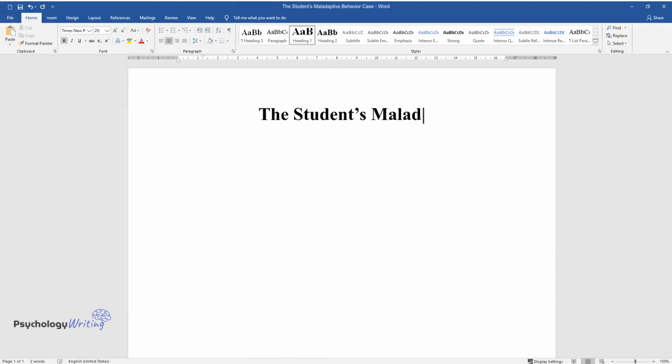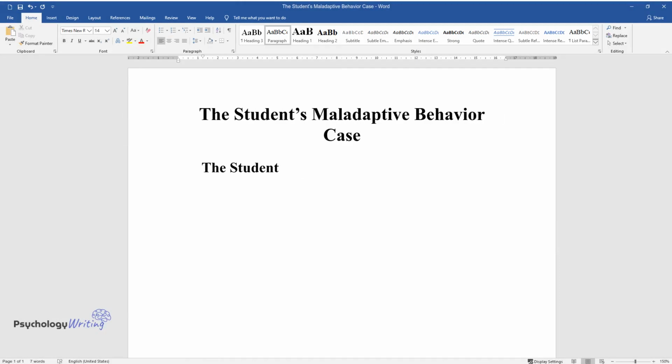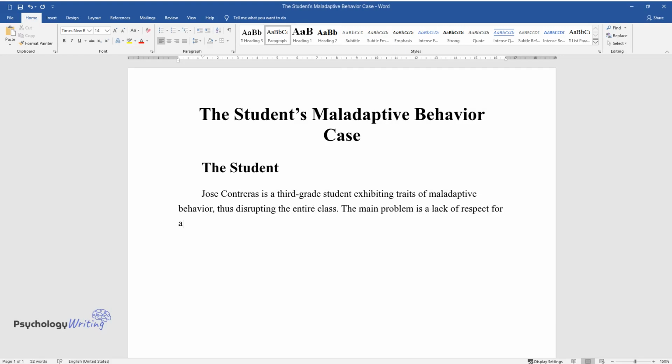The student's maladaptive behavior case. The student. Jose Contreras is a third-grade student exhibiting traits of maladaptive behavior, thus disrupting the entire class. The main problem is a lack of respect for authority figures and constant attempts to attract attention.